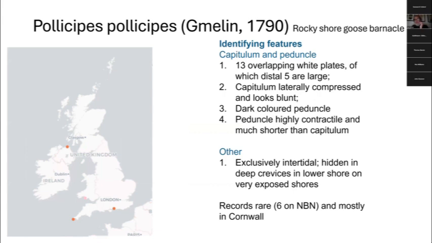This one is extremely rare. I think when we say it's native, it's just barely hanging on. There's just been a few records, mostly from Cornwall, I think. It's exclusively intertidal, and you can find it hidden in very deep crevices in the extreme lower shore, on very exposed shores as well.